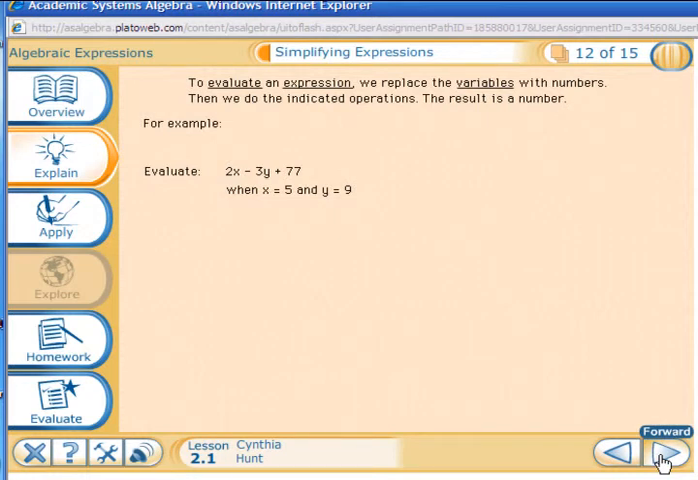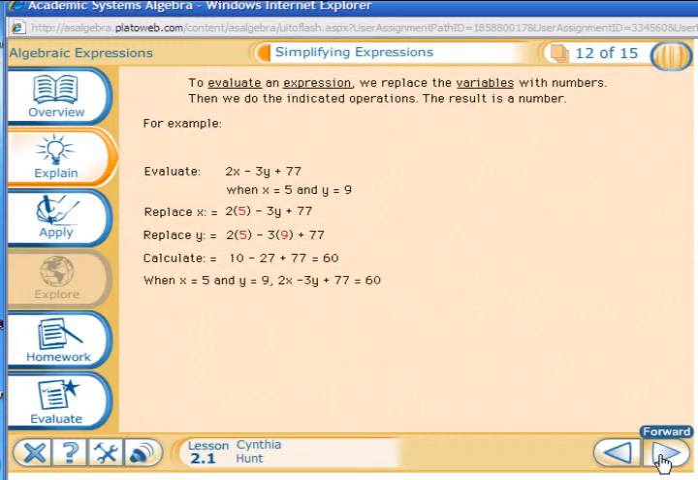To evaluate an expression, we replace the variables with numbers. Then we do the indicated operations. The result is a number. For example, evaluate 2x minus 3y plus 77 when x equals 5 and y equals 9. Replace x. Replace y. Calculate. When x equals 5 and y equals 9, 2x minus 3y plus 77 equals 60.